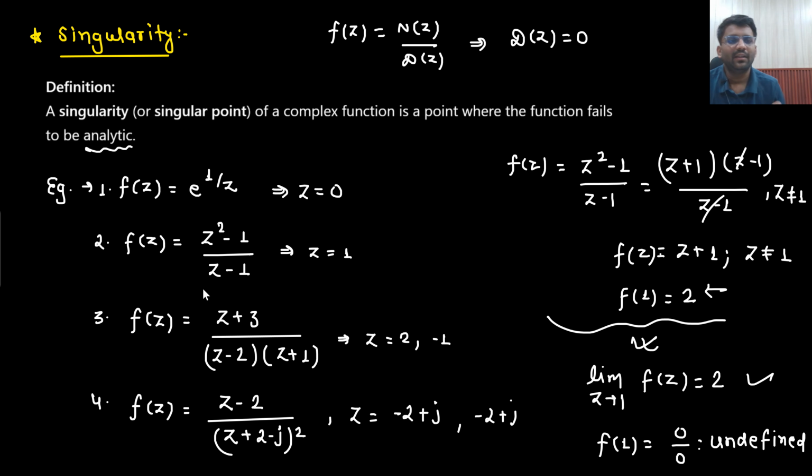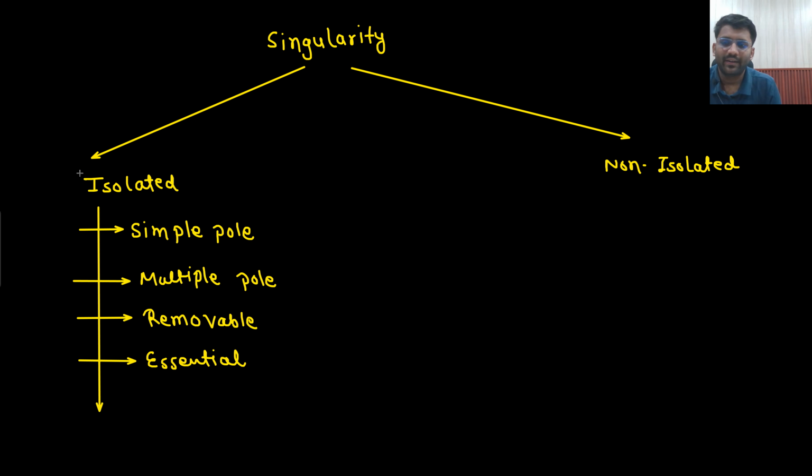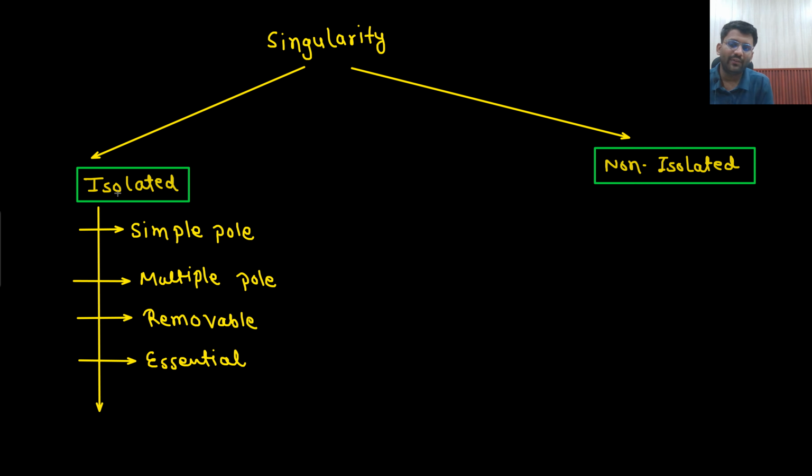We will discuss that when we study the types. So singularity has two types: isolated and non-isolated. Now isolated will also have four types that we will discuss, but first let's talk about isolated singularity and non-isolated singularity. So let's see the difference between them.